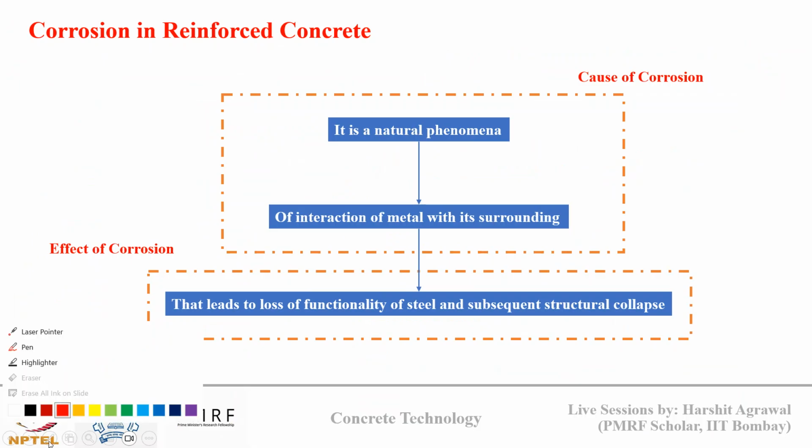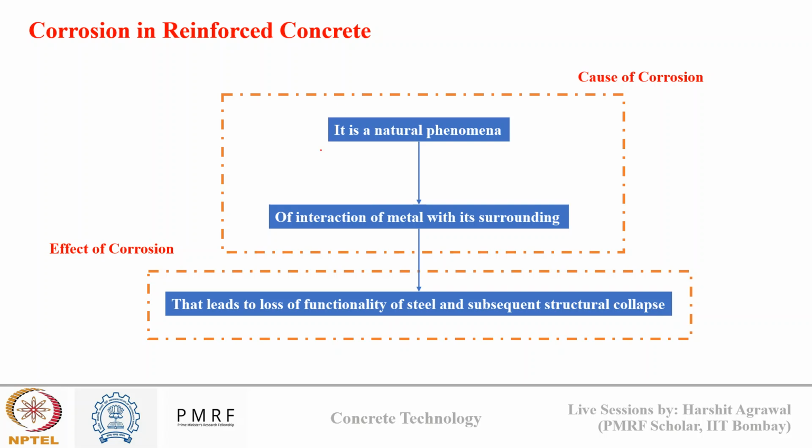Okay, so first, corrosion is a natural phenomenon, which is based on interaction of metal with its surrounding that leads to loss of functionality of steel and subsequent structural collapse. Okay, so these three are different parts of the definition in which we define corrosion.